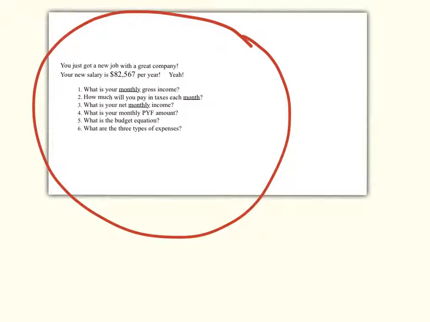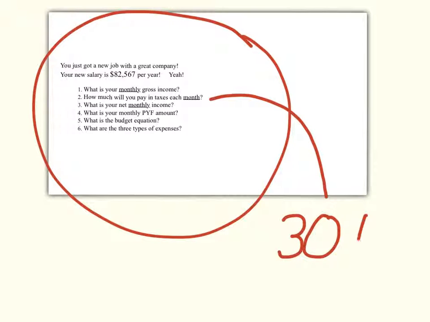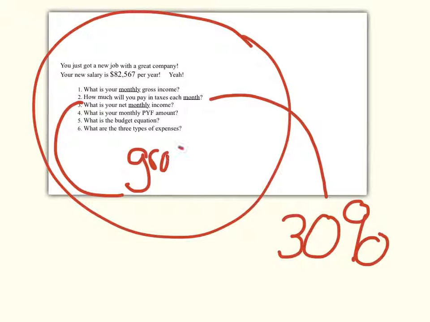This is a sample of the questions that you should be able to answer fairly easily with this unit. You should be able to calculate your monthly gross income. You should be able to figure out how much you'll pay in taxes each month. For now, we're going to use the rule of thumb of 30%. What is your net monthly income? Net monthly income is always the difference between gross and what you subtract out in taxes.